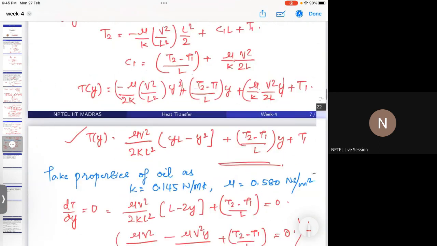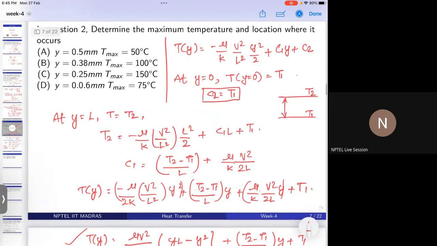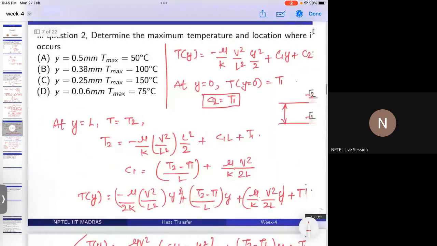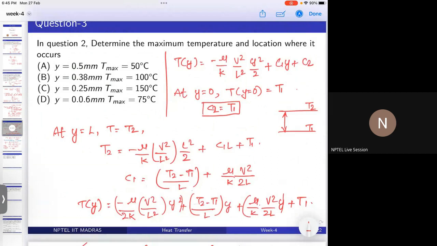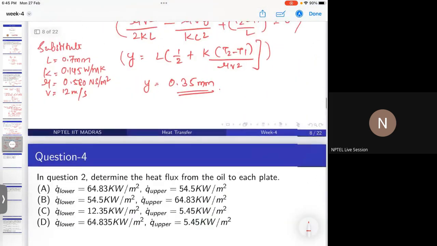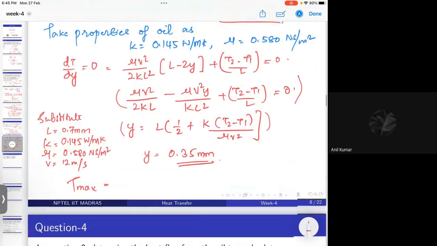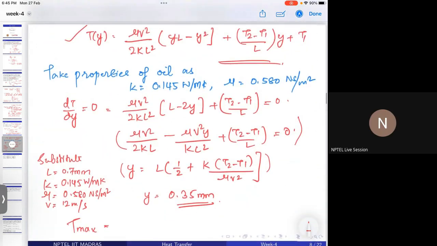So at this location, T max, the temperature, is maximum. And you are asked to find out the maximum temperature also. How to find out the maximum temperature, T max? We find out the location where the maximum temperature happens. So how to find out the maximum temperature then? In the expression of T(y), we will put y equal to 0.35. So just please do that and let me know the answer.